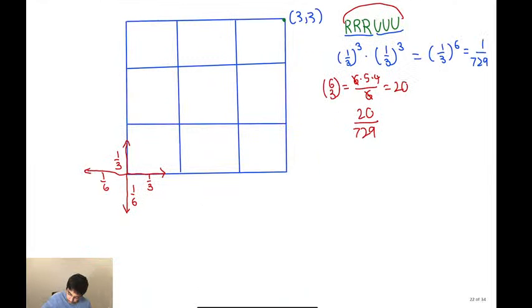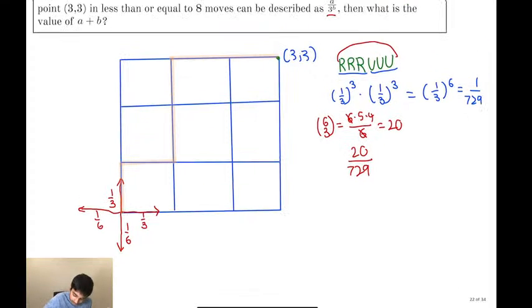Here's where it gets a little bit tricky. A sequence, as I just showed, is going to be of this form, something like this. That's a regular sequence with only 6 moves. But since we can have less than or equal to 8 moves, we can have a little bit more than 6 moves too.